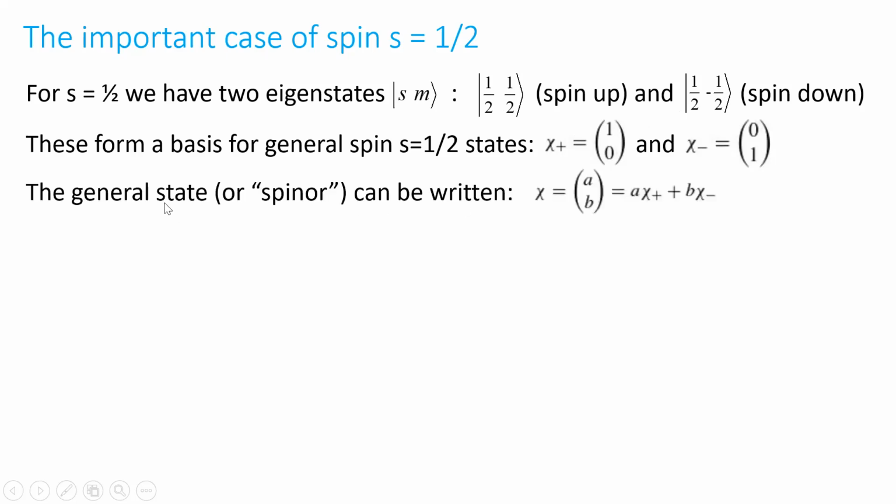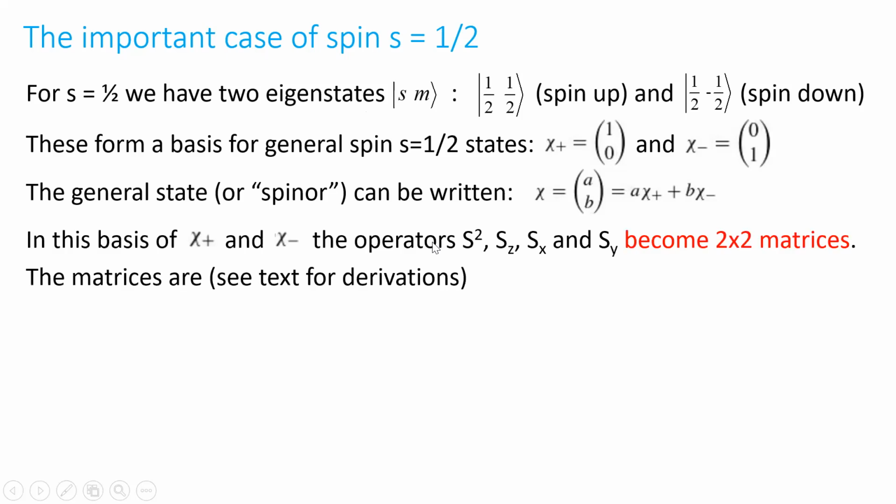Okay, so the general state, which is sometimes called a spinor, because it's like a vector but it's representing spin, can be written as chi, which is some amount of spin up, which would be a, and some amount of spin down, which would be b. So expanded out, this would be a times the spin up state (1, 0), plus b times the spin down state (0, 1), which you can check adds up to (a, b). So this is the general state. It's specified just by two numbers because we only have two eigenstates here.